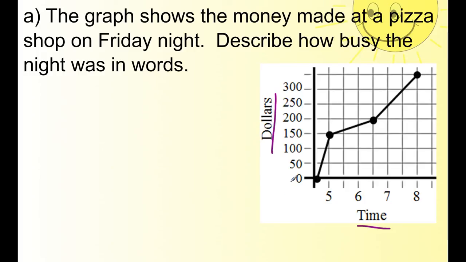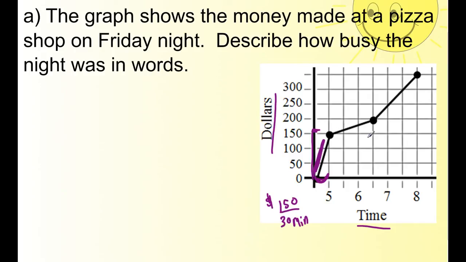So how busy was this night? Well, between here and here, the slope is pretty steep. It's not just increasing, it's increasing by a lot. Think about it, in this little time span, which looks like each block is about half an hour, because 2 blocks makes 1 hour, in this half an hour they made $150. So they made $150 in 30 minutes.